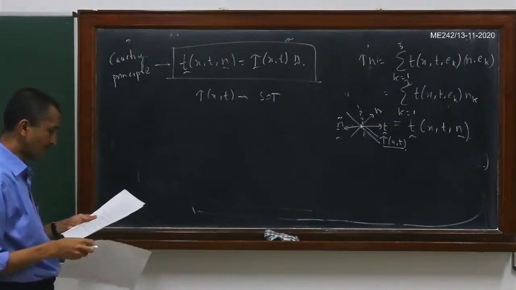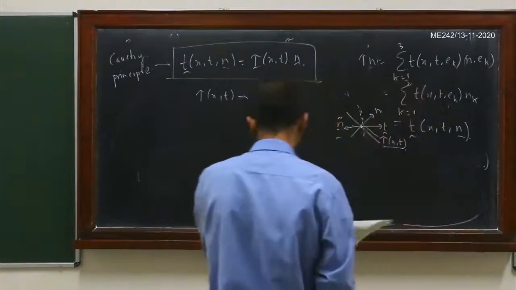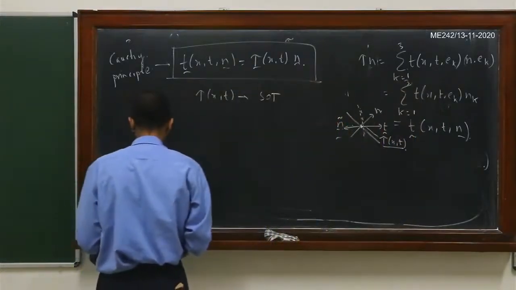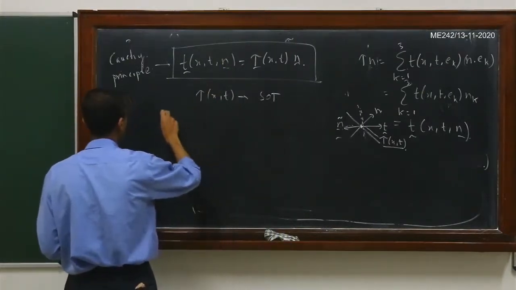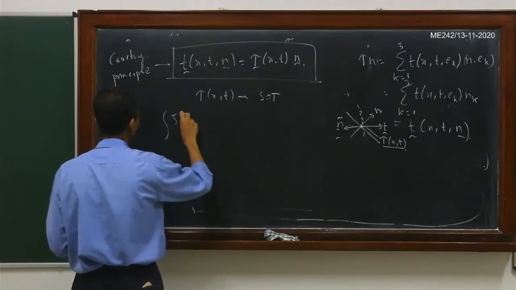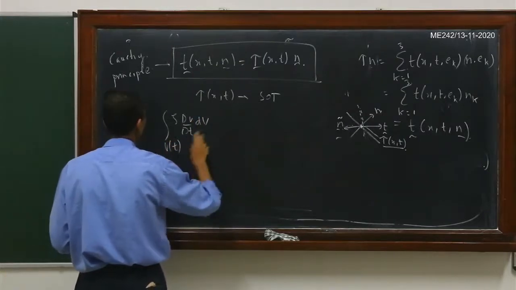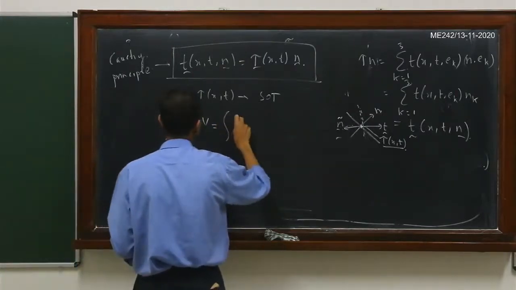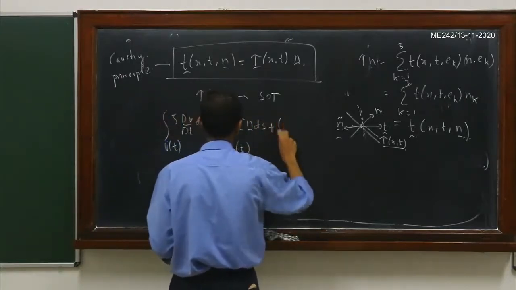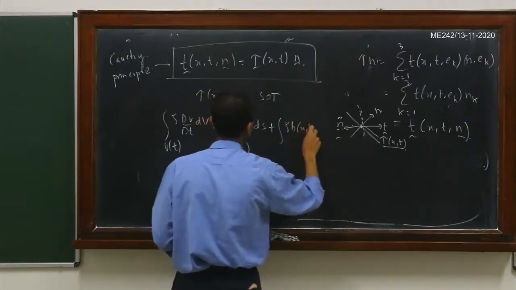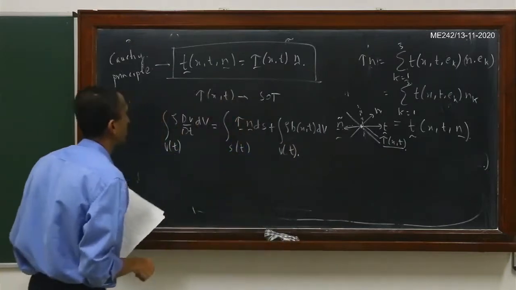Now the thing that is left for us to prove is the governing differential equation for tau. So let us do that now. Let us go back again to the balance of linear momentum. Here let me write it as the integral of rho times dv by dt dv over v of t is equal to the integral of tau n ds over s of t plus the integral of rho b of x comma t dv over v of t. So this was our balance of linear momentum.